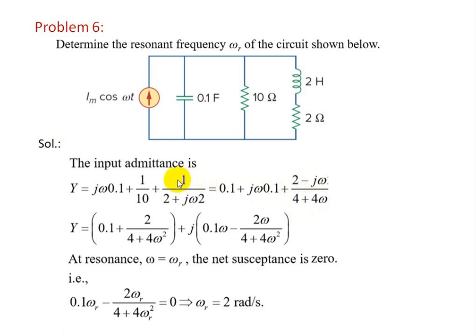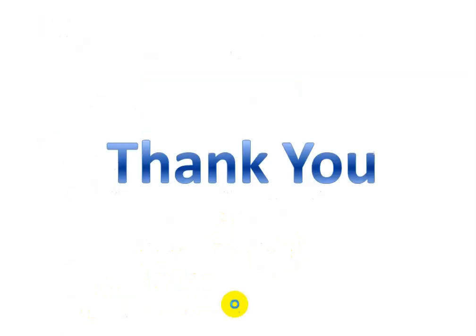You can multiply and divide by the term 2 minus j2 omega for this term. So we multiply 2 minus j2 omega on the numerator and denominator. So we get this term as 2 minus j omega by 4 plus 4 omega. Now you separate the real parts and imaginary parts. So this is the susceptance term. For the resonance to occur, the net susceptance should be 0. So equate this to 0 and find the value of omega from this equation. We get 2 radians per second.